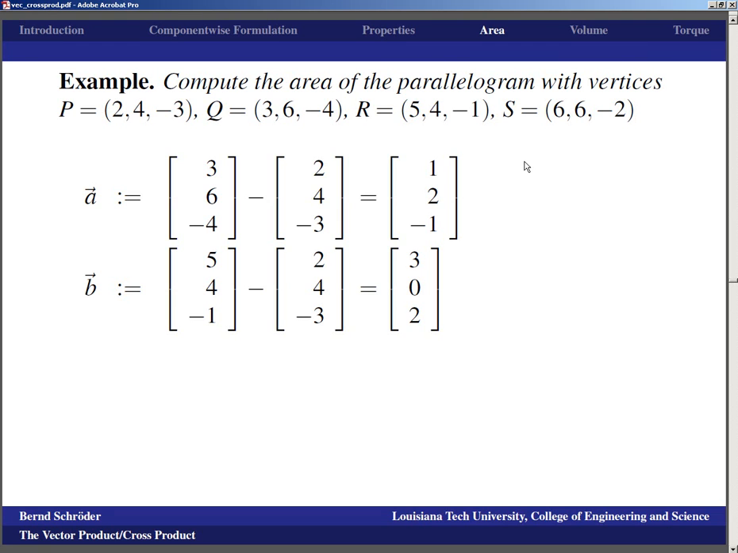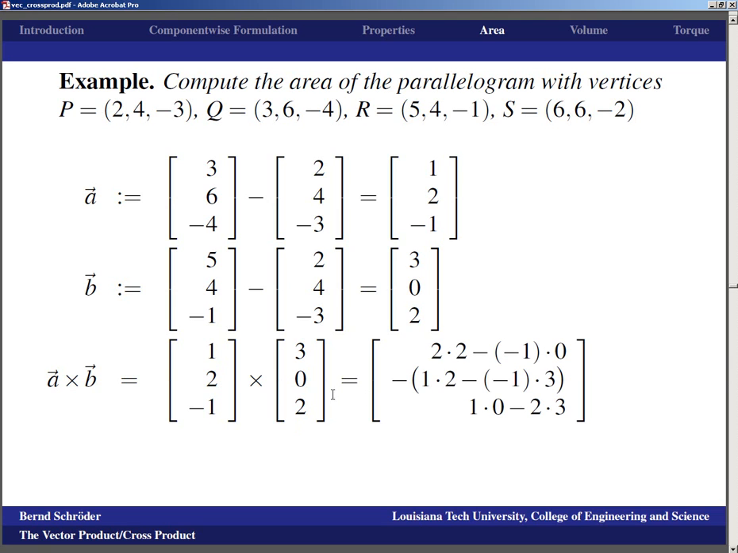Long story short, the safe thing is you draw a picture to make sure that these vectors really are the sides and aren't including a diagonal. Once we've got that, we compute A cross B, which is (1, 2, -1) cross (3, 0, 2). So that would be 2 times 2 minus 0 times negative 1. And the other stuff, right? So here's the first one. Then we've got the extra negative sign: 1 times 2 minus 3 times negative 1 right here. And for the third component, 1 times 0 minus 3 times 2.